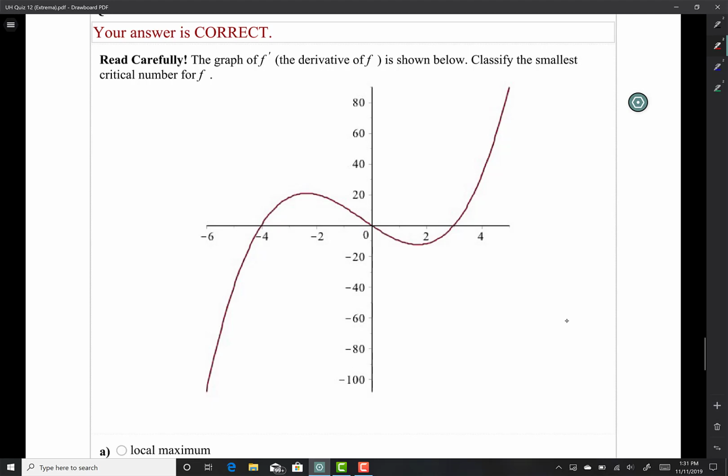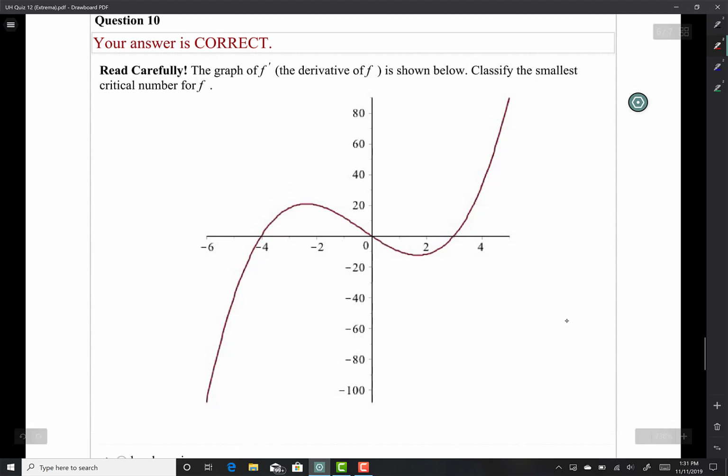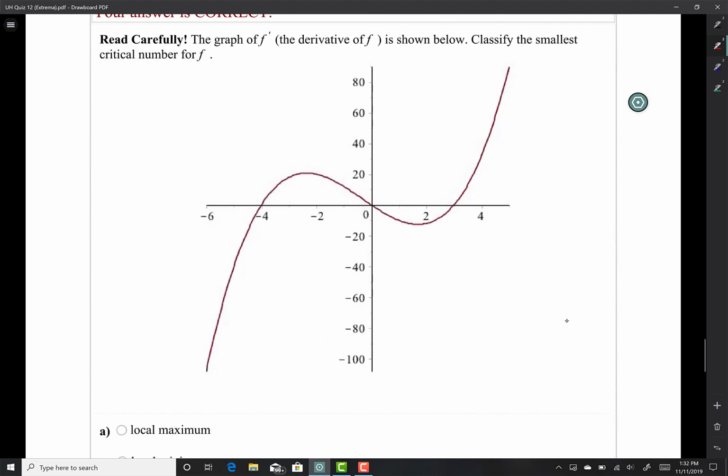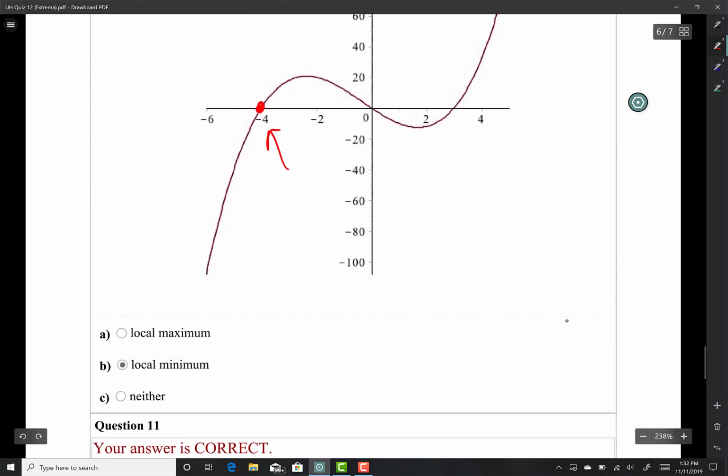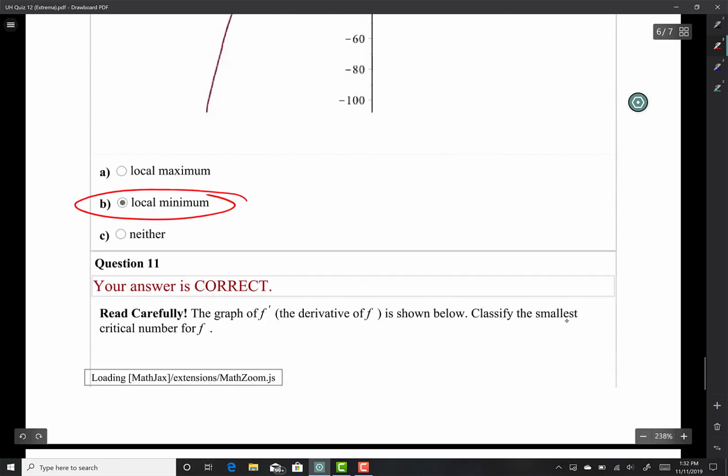Last question here. It says the graph of f prime, the derivative of f, is shown below. Classify the smallest critical number for f. So since this is f prime, the smallest critical number I see is this one. So what is happening there? Well, f prime is going from negative to positive, so that must mean that I have a minimum. Let's go to the next one.